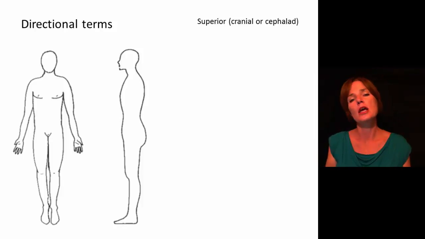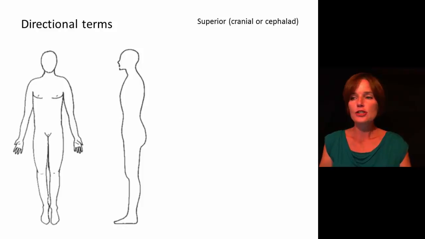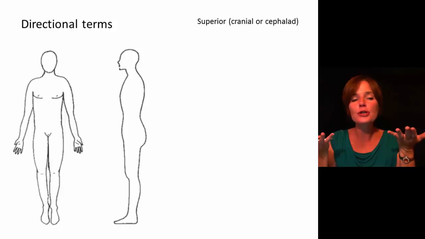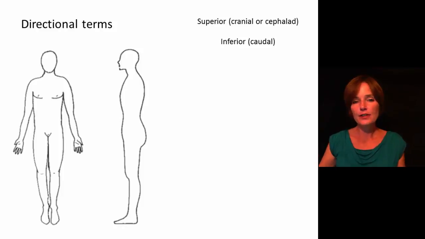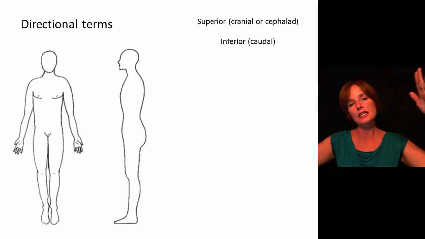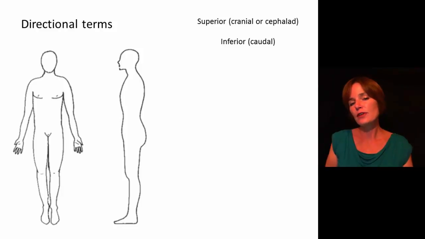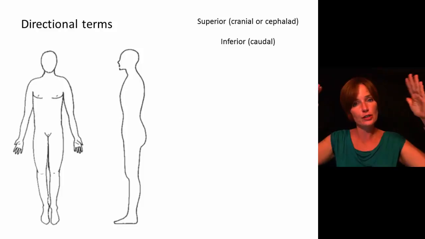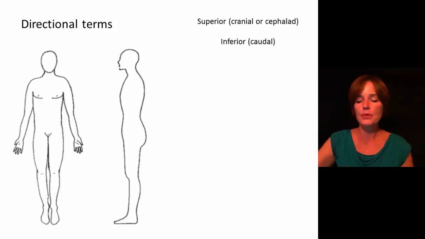The first directional term to talk about is what we call superior, or cranial, or as you see, cephalad. This basically means towards the head. So we're talking about things that go up towards the head. That would be the direction here. Inferior is basically away from the head. This would be caudal, so this is basically moving down. Those are two pairs of terms that mean the same thing: caudal and inferior, cranial and superior. Superior is up towards the head, inferior is down, away from the head.